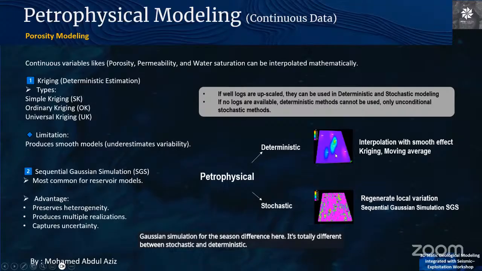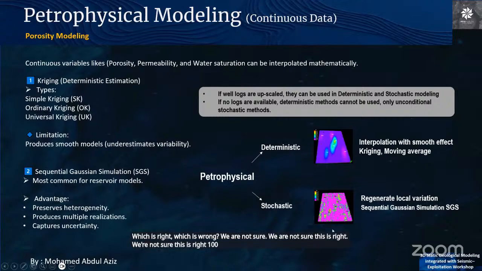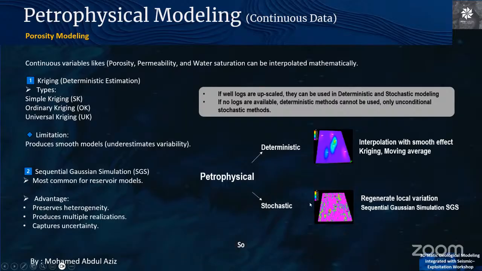Which is right? Which is wrong? We are not sure, we're not sure this is right 100%. But the percentage of what is right across multiple realizations will be good, especially if it matches the geological understanding and the geological sense, so it will be as reliable as we can get, nearby the real data.